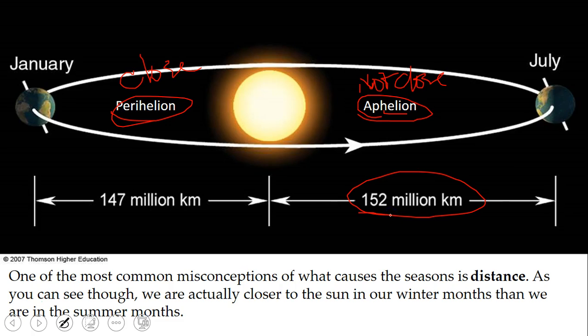But look at the angle of the sunlight. It's high in the sky. That right there indicates that's why we have warmer temperatures. Look what happens here. Even though we're closer to the sun, it's low in the sky.